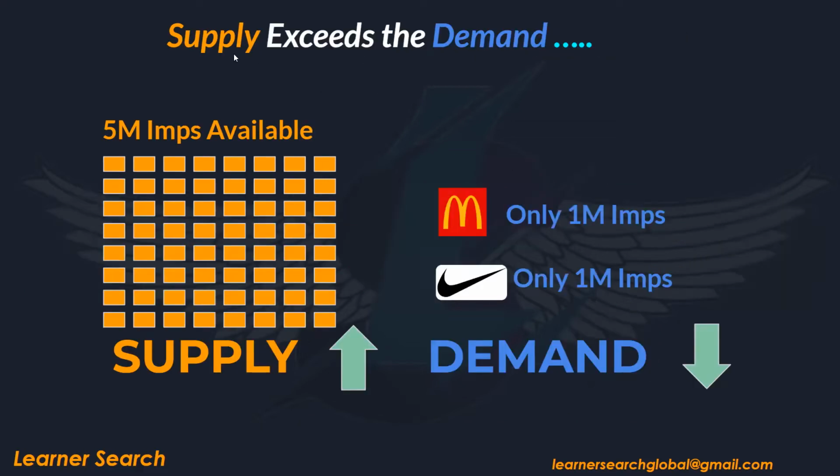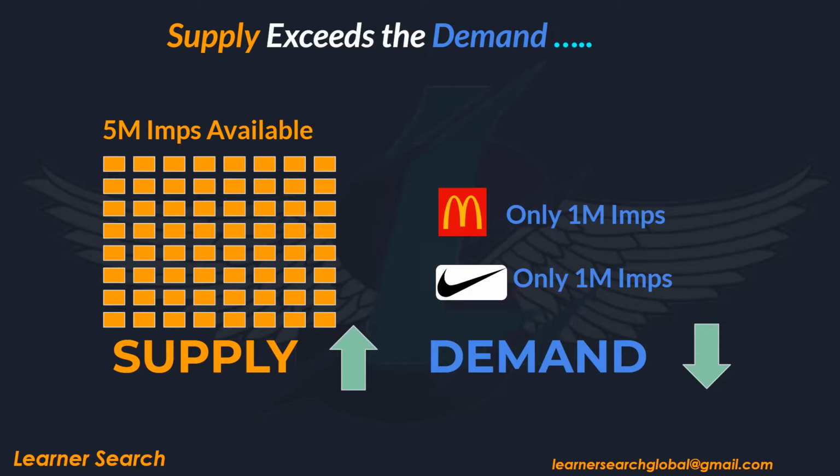Let's assume there is a case where supply exceeds the demand. How can we assume that? Let's see with an example. Let's say I have my own website, learnersearchglobal.com. For that, there are 5 million impressions available. So total impressions are 5 million that I'm ready to sell. So supply is 5 million impressions, and when it comes to demand, let's assume there are two advertisers, McD and Nike, who are willing to purchase 1 million impressions each.